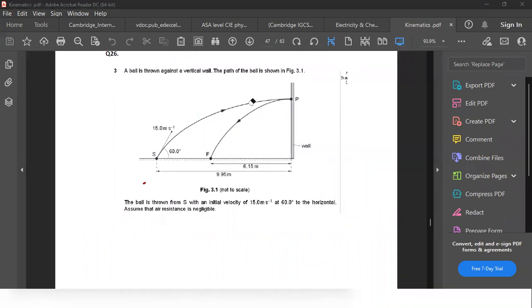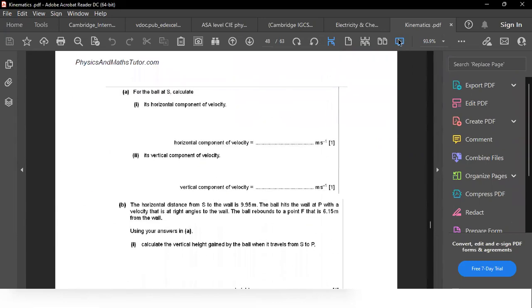Okay, so let's take a look at this question. A ball is thrown against a vertical wall. The path of the ball is as shown. So again, you're dealing with projectile motion. The ball is thrown from S with an initial velocity of 15 meters per second at 60 degrees to the horizontal. The first part is the horizontal component and the vertical component.